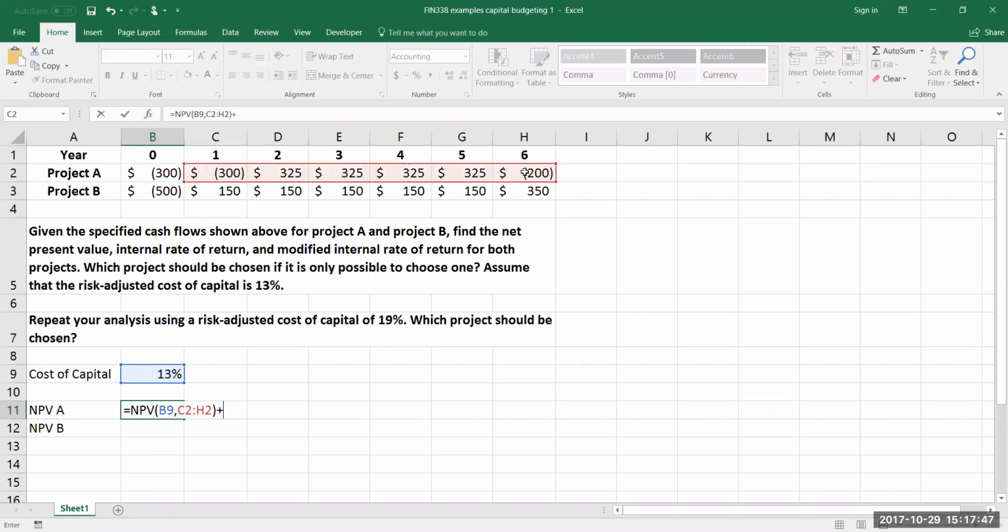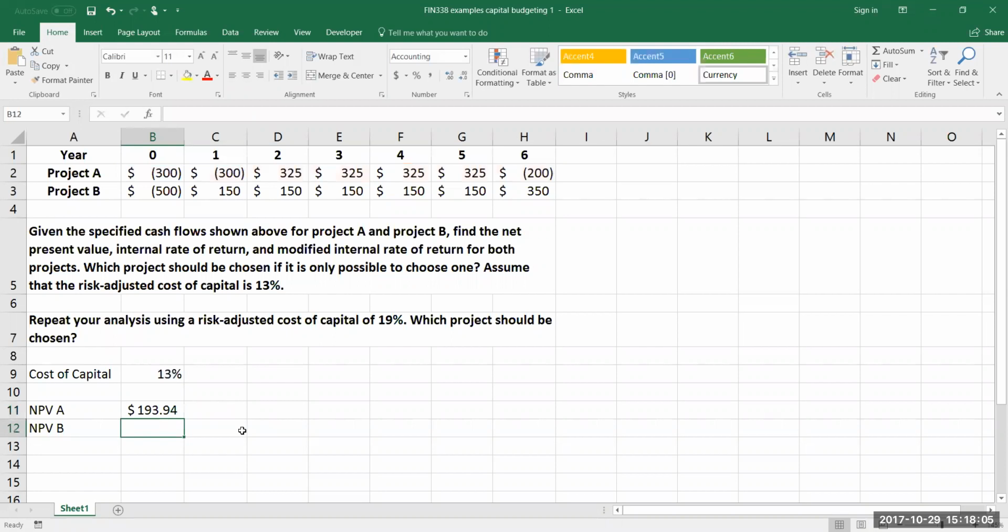And now we will add year 0 outside the NPV function. So we have our NPV, this is our rate. We've highlighted the cash flows per year here, and then this is our year 0. And we get $193.94. So let's try the same thing for project B.